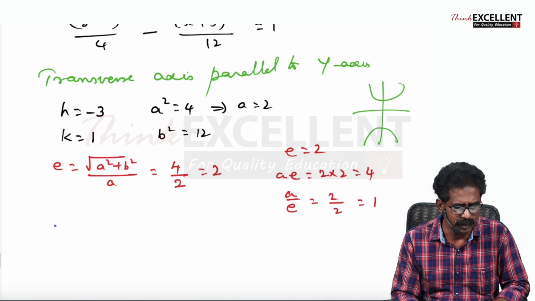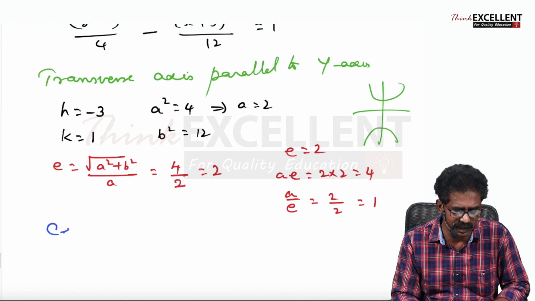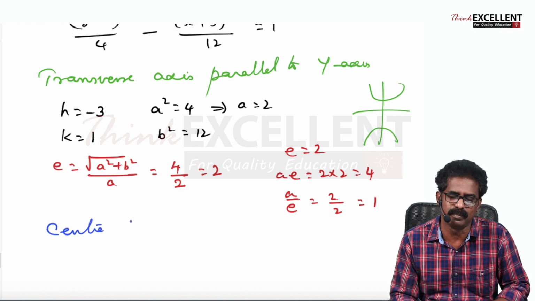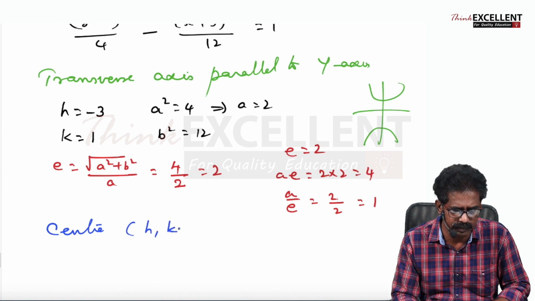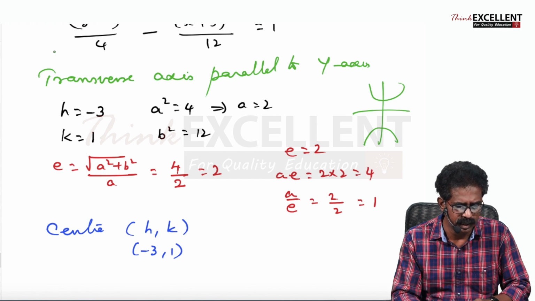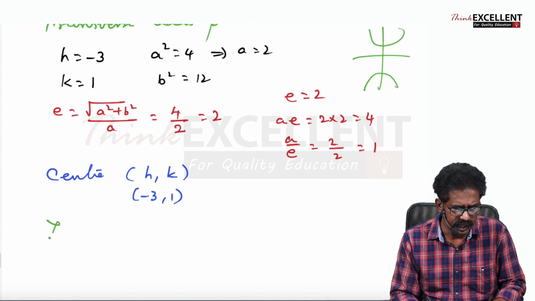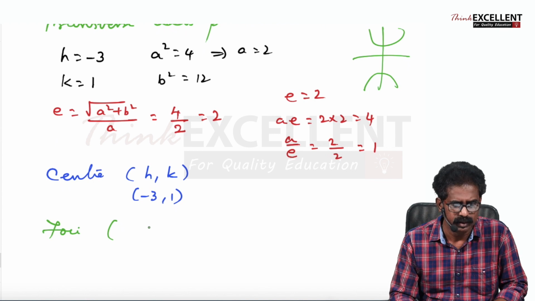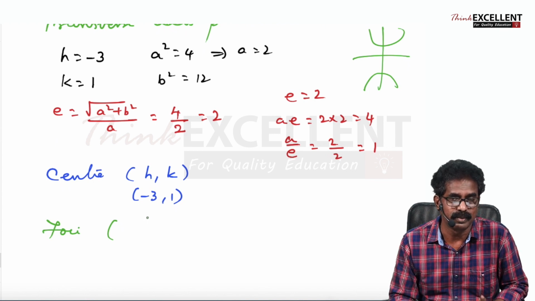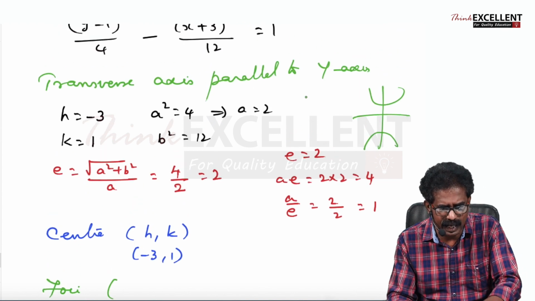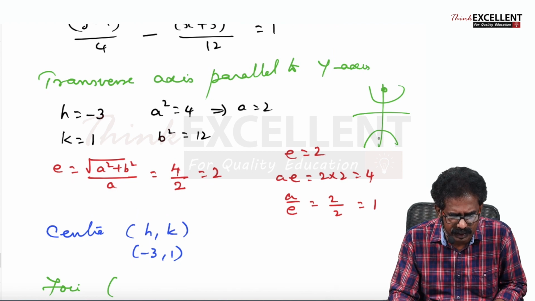Now we find them one by one. First, what do you find? The center. Now choose the formula correctly. Center is h comma k, so it is minus 3 comma 1. That's the first one. Next we find the foci. Which type is this? Second type. So 0 comma... just see the diagram and you can understand. It should be somewhere here, right?